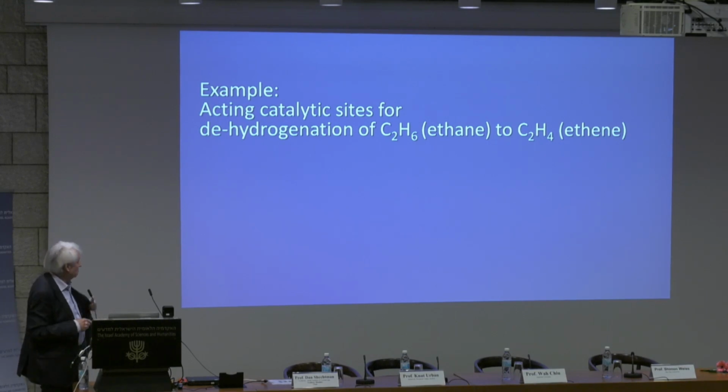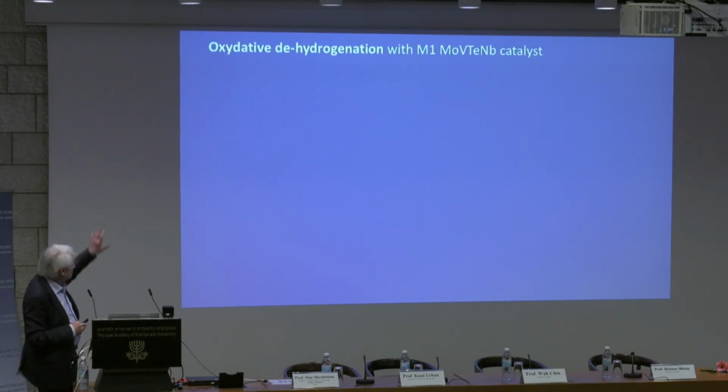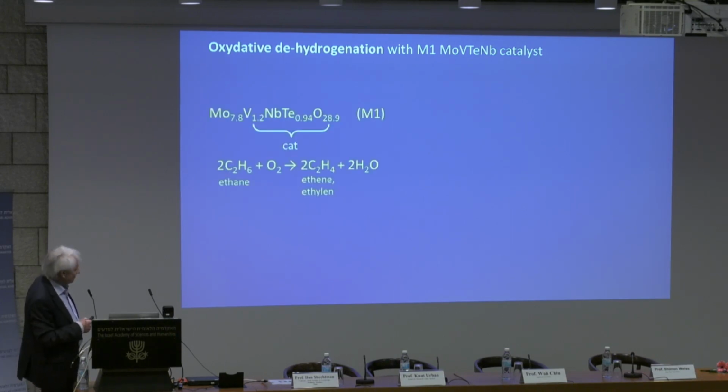Since this is a chemical symposium, I tried to find at least one more example of chemistry, and I came across this one, the catalytic sites for dehydrogenation of ethane into ethylene. This is normally done with the steam cracking process, high temperature, high pressures, and it's done in large quantities in industry. So for a few years, people have been trying to have much milder conditions by using a catalyst, and this catalyst has been widely studied: molybdenum, vanadium, niobium, and tellurium. It's called the M1 compound.